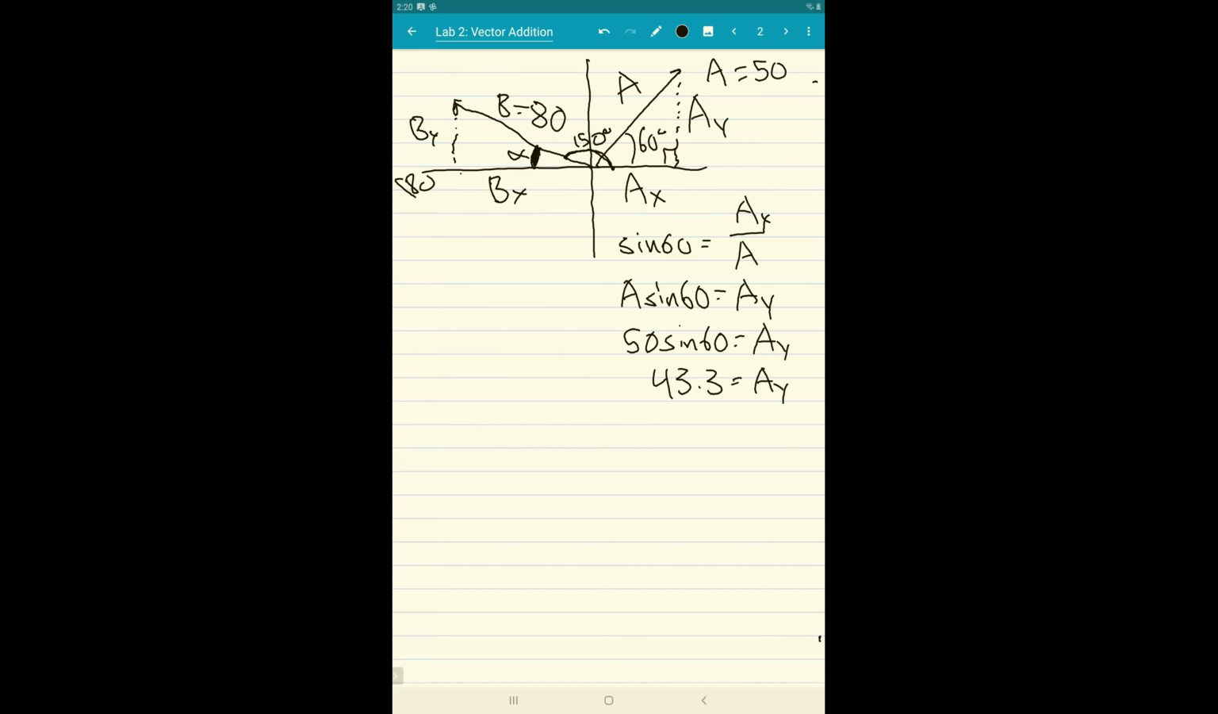Just a heads up, this A vector, 50 newtons at 60 degrees, is the same one they give you in the last question on the lab. So it's kind of already breaking it down for you.